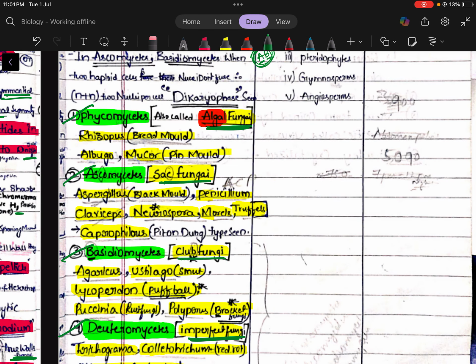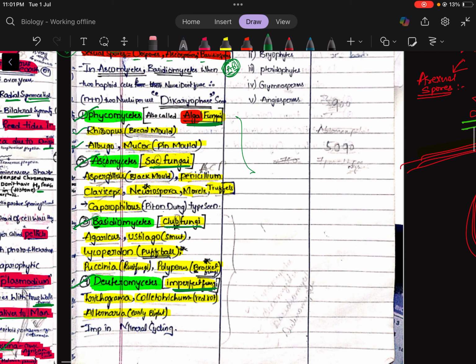So Phycomycetes has some other examples: Rhizopus, Albugo, Mucor, Pilobolus. You have to remember all this. It's very important. Examples play a crucial role in this lesson.